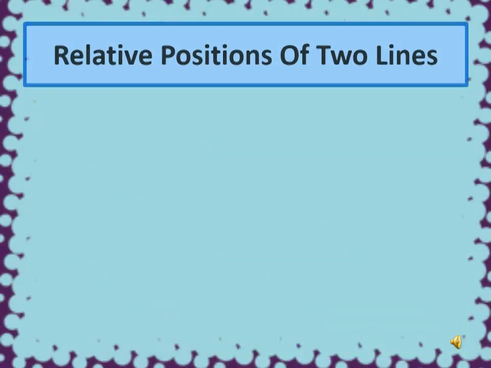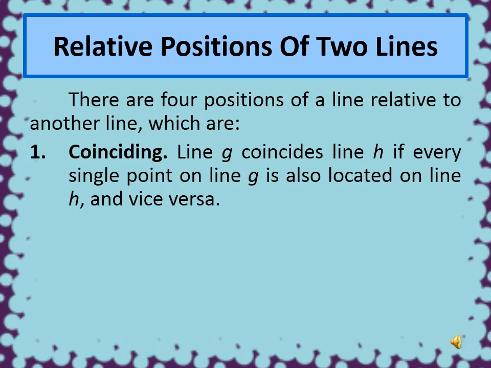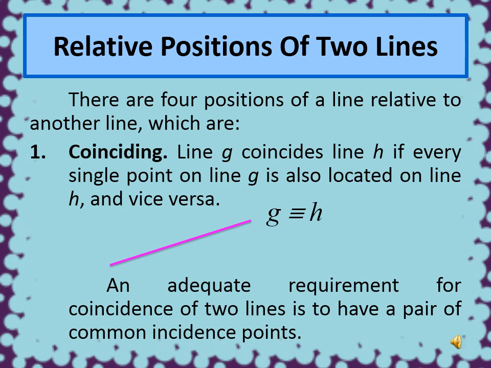Relative position of two lines. There are four positions of a line relative to another line, which are: 1. Coinciding. Line g coincides with line h if every single point on line g is also located on line h and vice versa. An adequate requirement for coincidence of two lines is to have a pair of common incidence points.